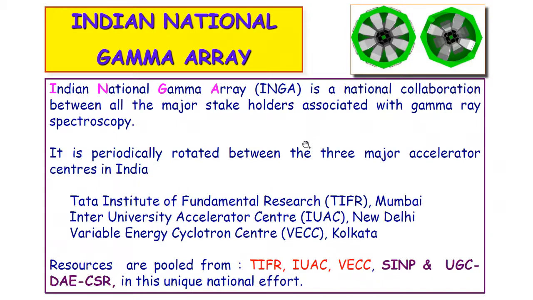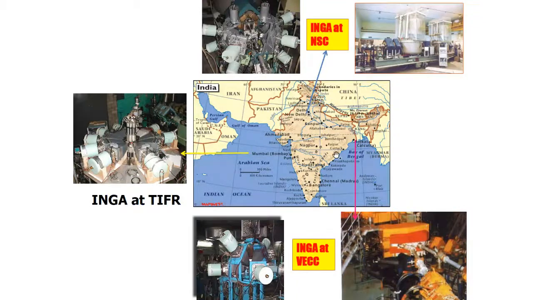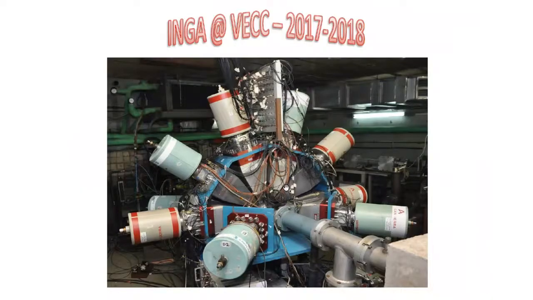And for the first time, all the stakeholders, DAE, UGC, research institutes, colleges, schools have come together in this national collaboration, wherein the resources have been pooled from Tata Institute, the NSC, VECC, SINP, and us, and we have set up a major array. And the unique part is that it moves along the three accelerator centers, VECC at Calcutta, NSC at Delhi, and TIFR at Mumbai, so that people can do various experiments. So this would be the INGA facility at the VECC.